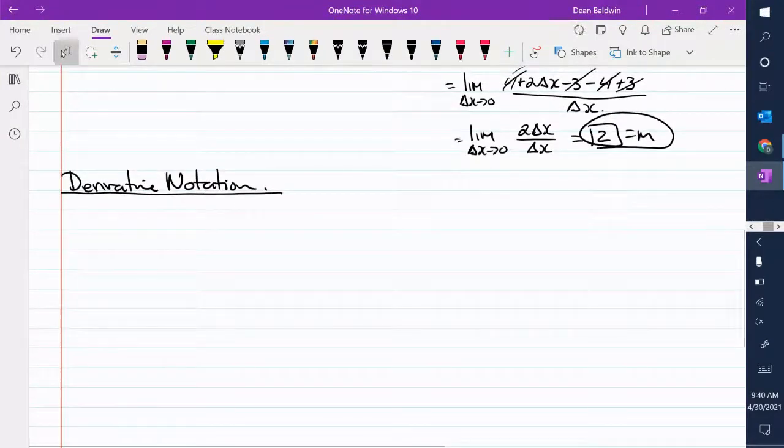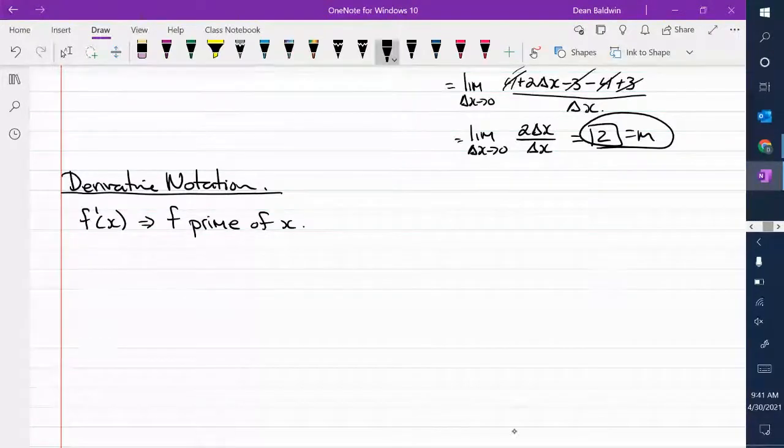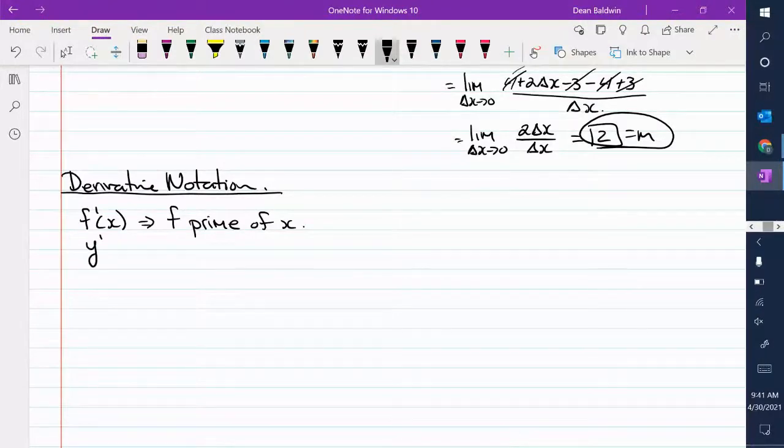Okay, derivative notation. The first one that you'll see is f prime of x, which means the derivative. That little mark floating above looks like an exponent, like a 1. It's not a 1, it's a prime. f prime of x means you're finding the derivative. People will also say y prime, which means the derivative.